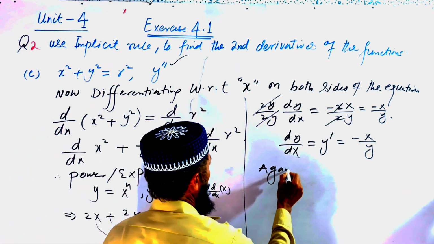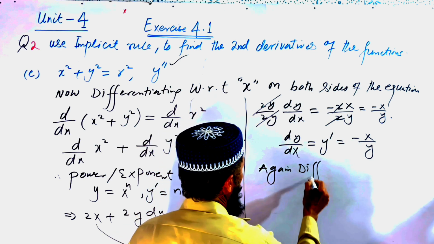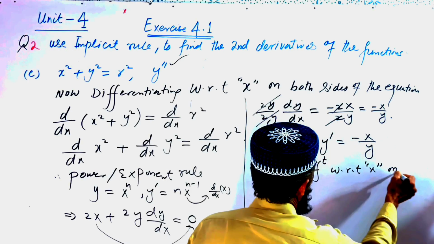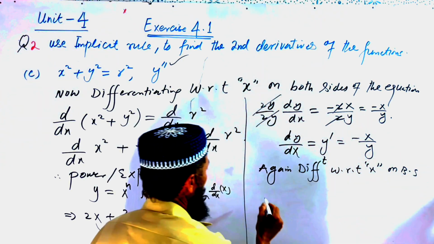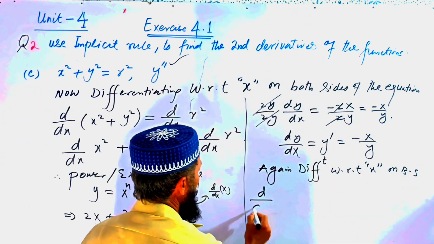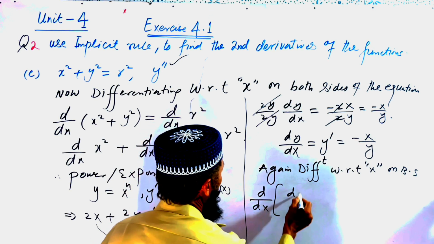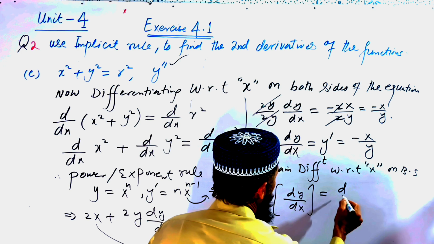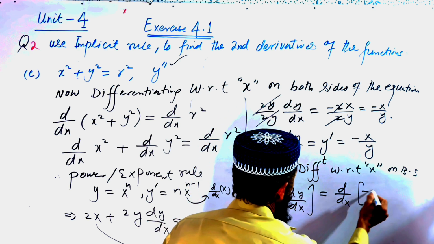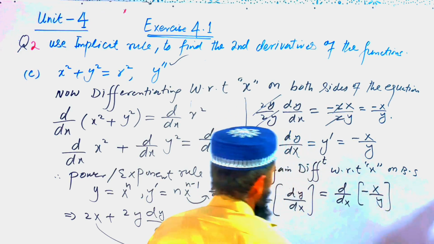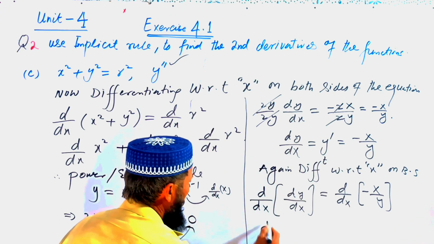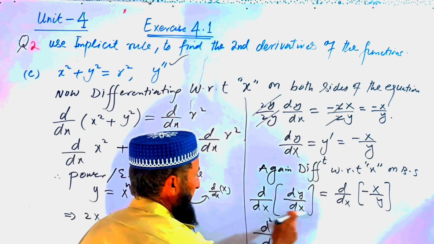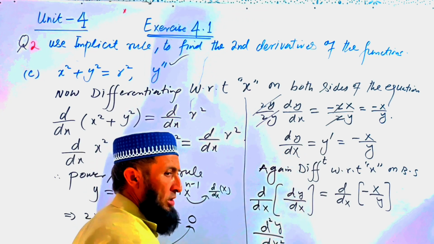Again differentiating with respect to x on both sides of the equation. So we can write d by dx of dy by dx is equal to d by dx of minus x divided by y. Now look here, we can write d square y divided by dx square.